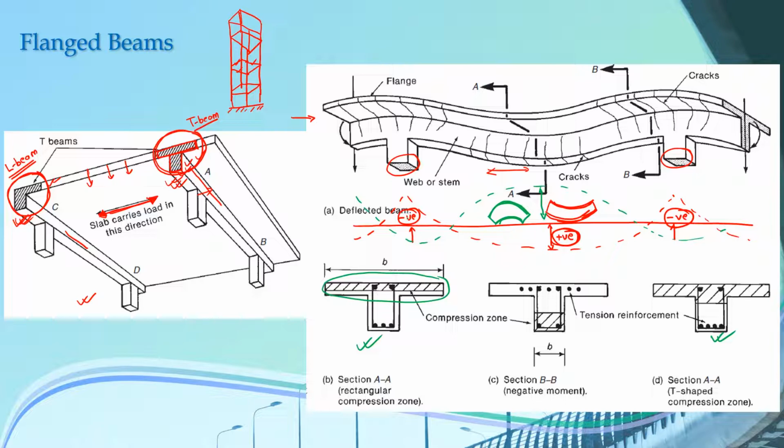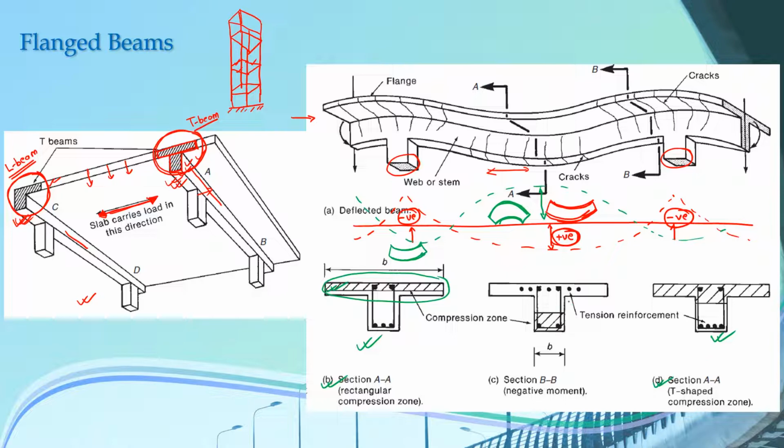Since at the supports we have negative bending moment, and according to the sense of bending moment that we are assuming here, this negative bending moment means that our top fibers of the beam are in compression, whereas the bottom are in tension. So this shaded portion represents the compression zone of this T-beam for both these diagrams, for diagram number B and also for diagram number D.